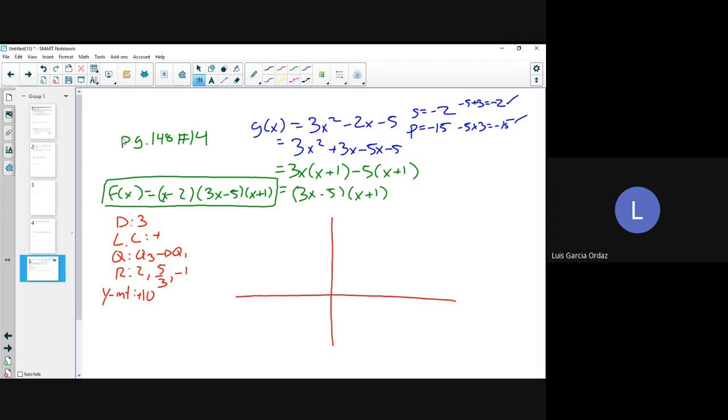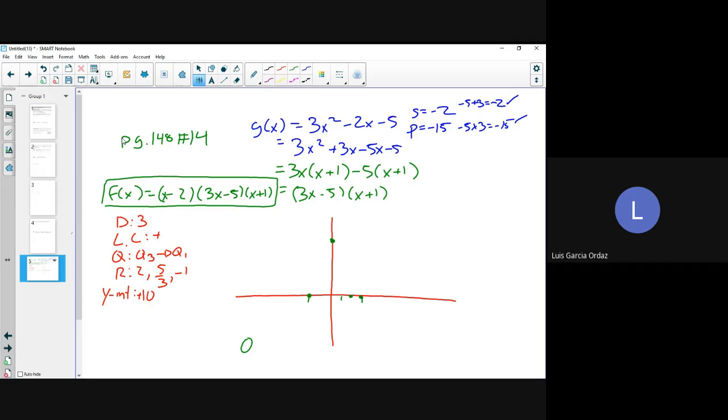So what are the first things that we need to plot out in our graph before we draw our curve? So we have one at 2. We have one at -1. We have one at 5/3, which is about 1.6. And what else are we going to graph? Our y-intercept, which is 10.